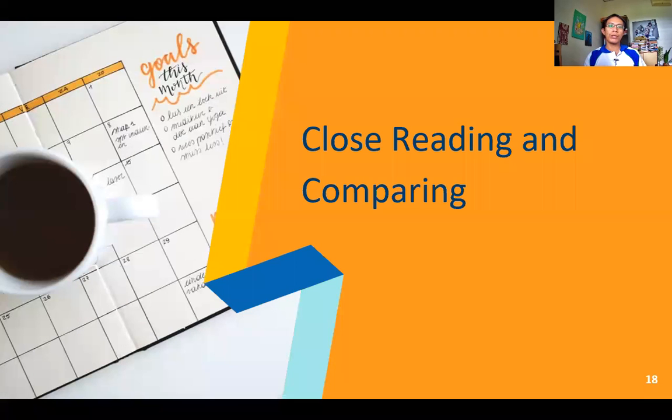The first one that you need to be aware of is that, yes, we still do close reading when we do research in literature. It is part of the hermeneutic approach. So yes, it is there. But in addition to close reading, we also do comparing here. And that's why it's called descriptive comparative.